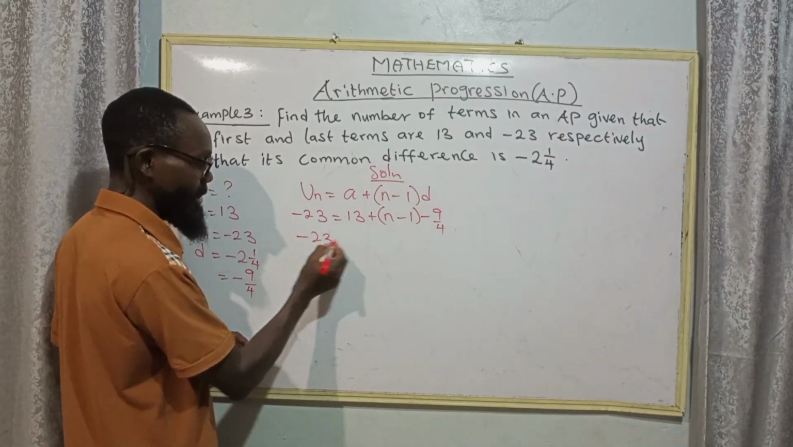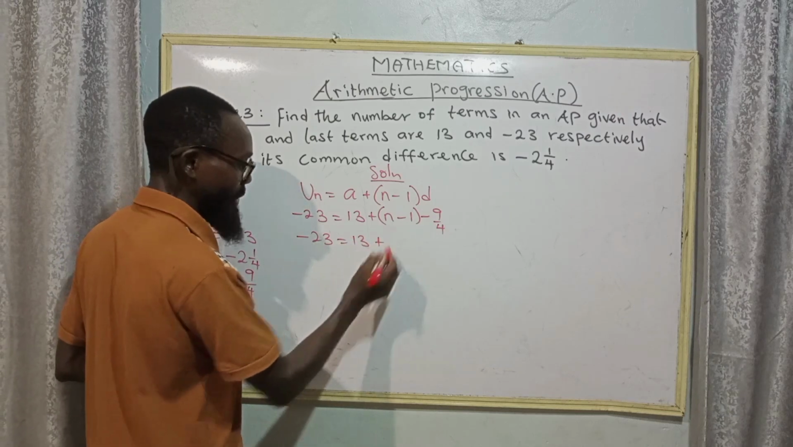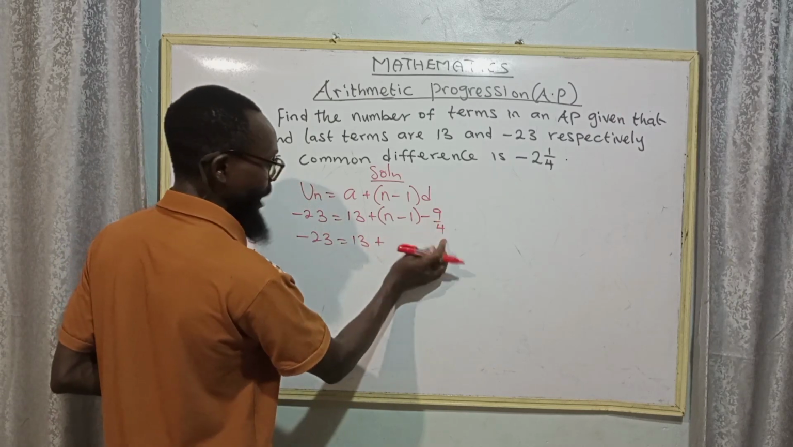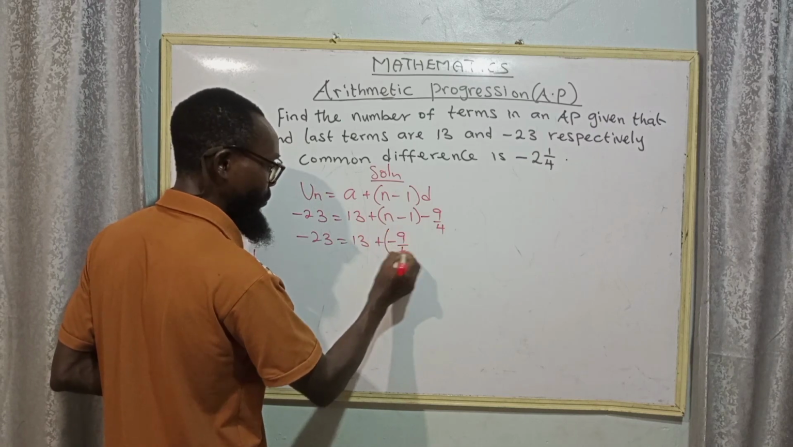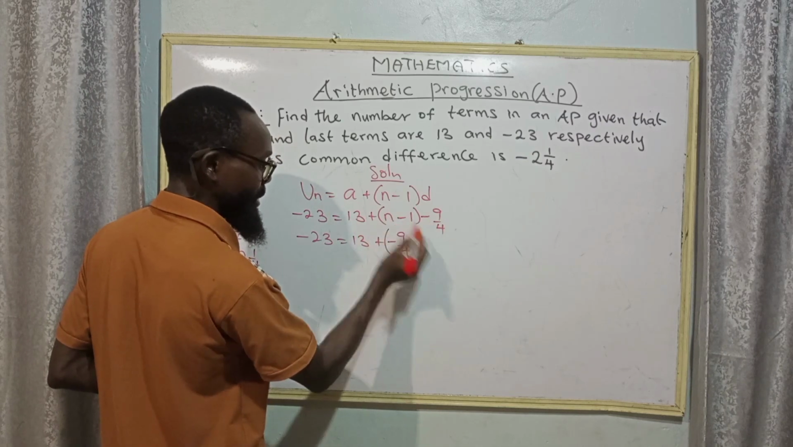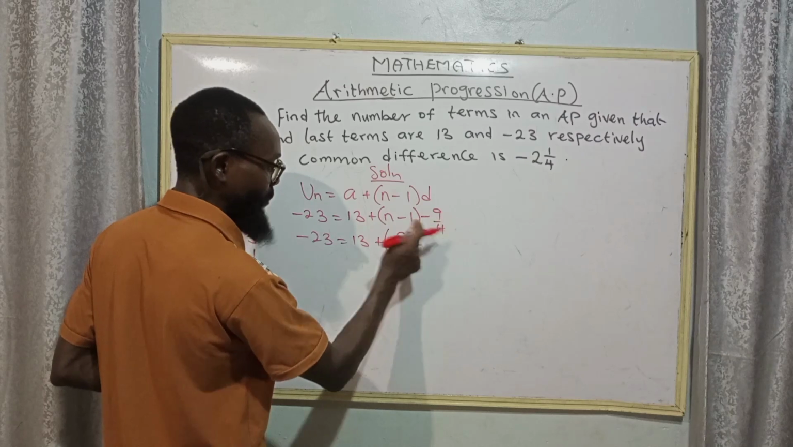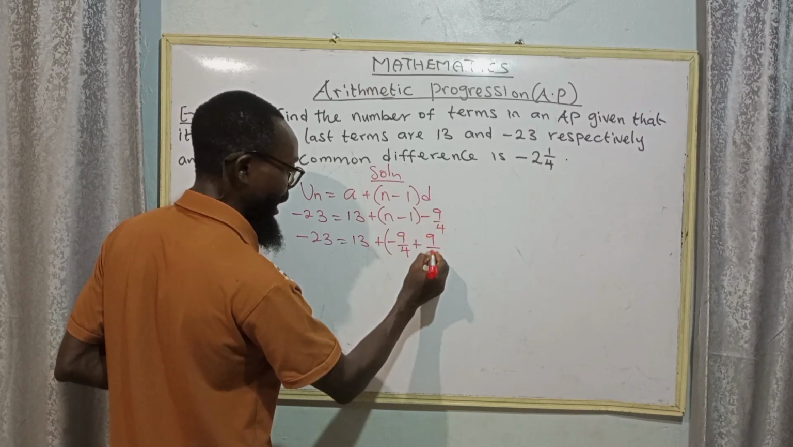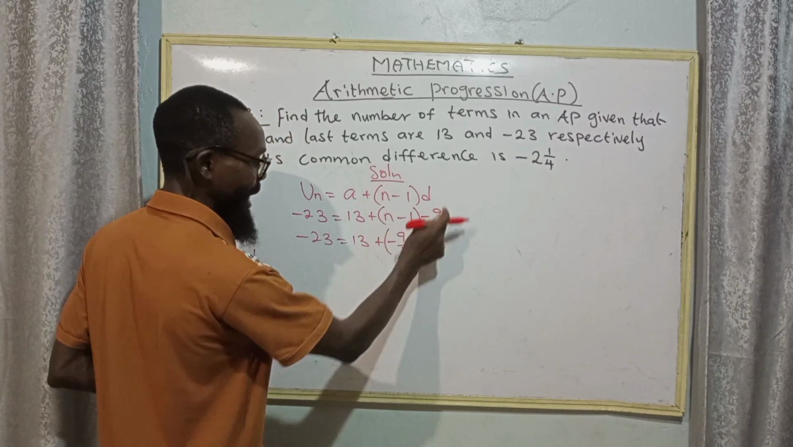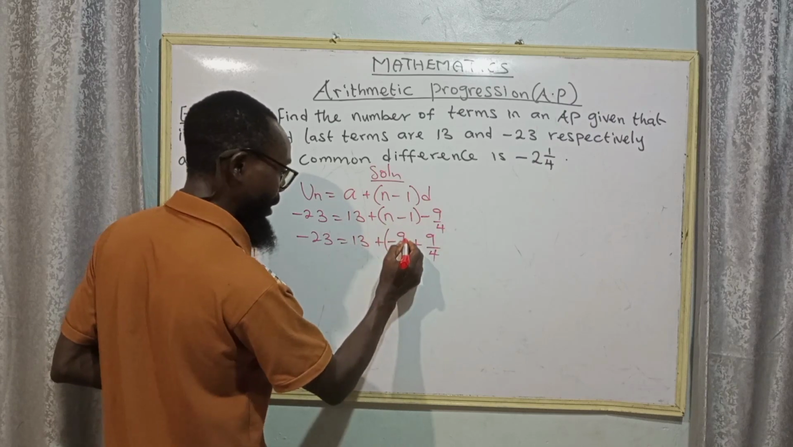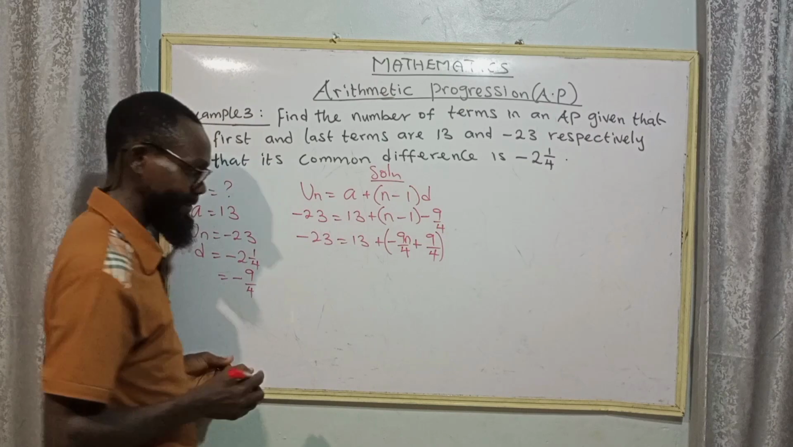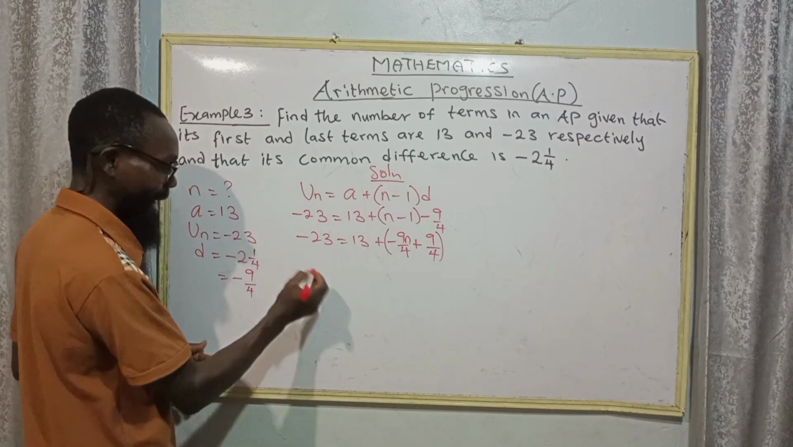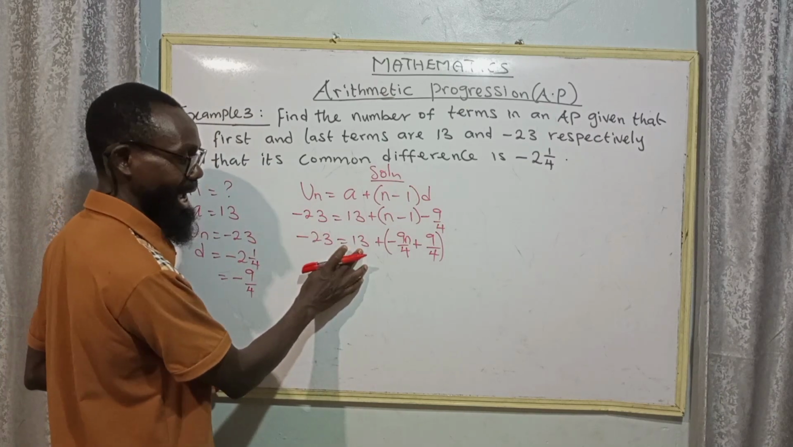Minus 23 is equal to 13 plus minus 9 over 4 times n, then minus 9 over 4. Minus times minus gives plus, so 9 over 4 times 1 is 9 over 4. Don't forget, minus 9 over 4 times n should be minus 9n over 4. Close your brackets. Now this part does not have n.